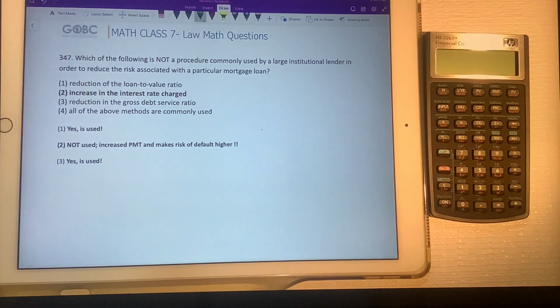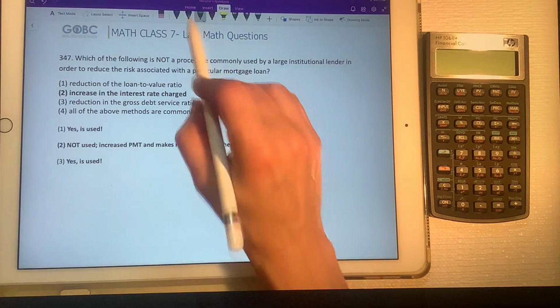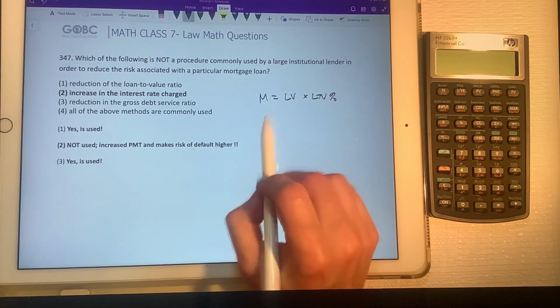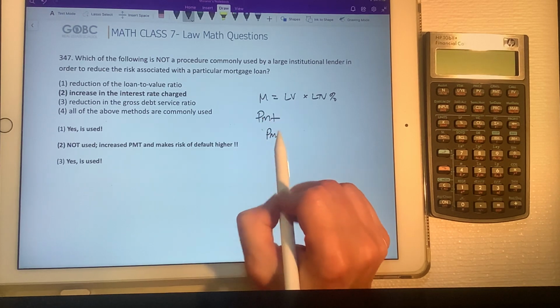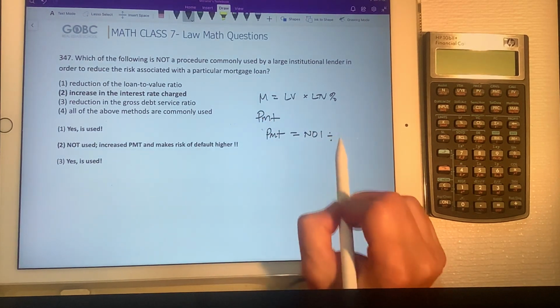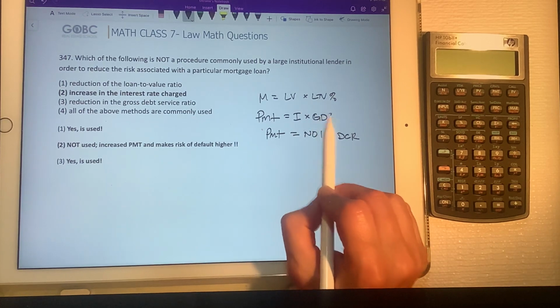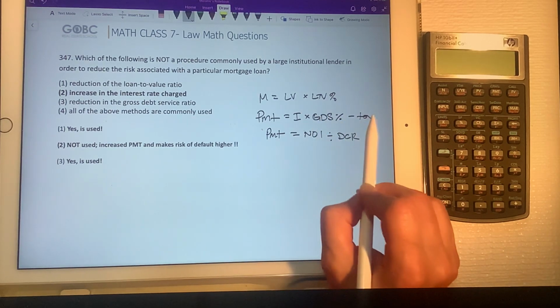Okay, so 347 says, which of the following is not a procedure commonly used by a large institutional lender in order to reduce the risk associated with a particular mortgage loan? So remember we were talking about all of our formulas before? So we had our lending values formula and we had both of our payment formulas that we had. So we had the commercial that was NOI divided by DCR, and we had our residential that was our income multiplied by our gross debt service ratio and minus the tax.